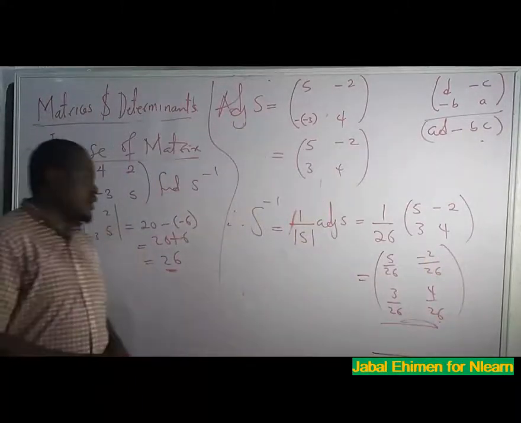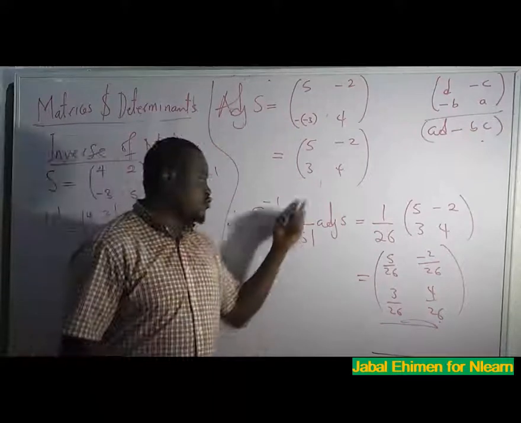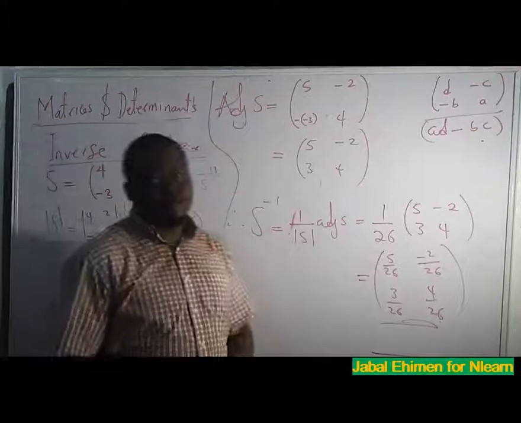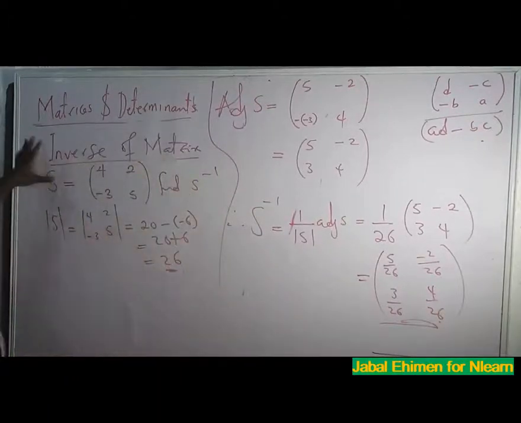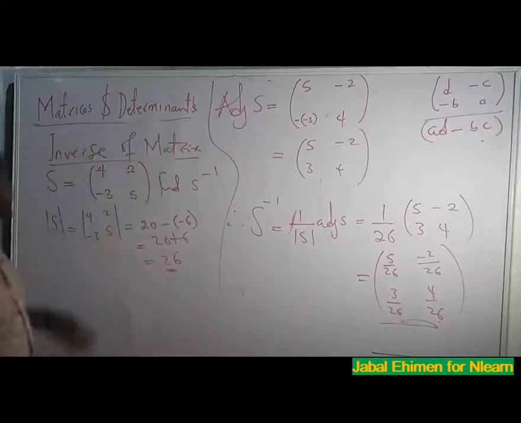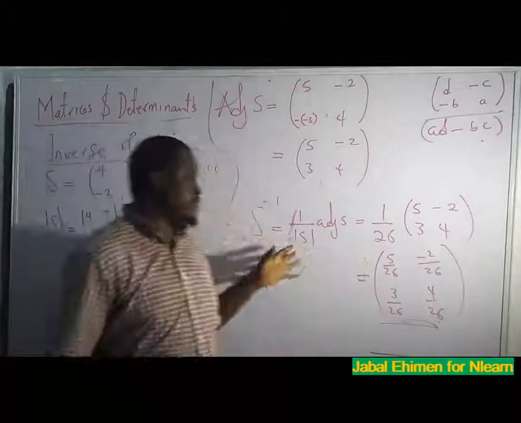But always remember, the general formula for calculating the inverse of a matrix is 1 over determinant times adjoint of the matrix in question. So that is the inverse of a matrix. And always remember that simple formula for the inverse of a matrix.